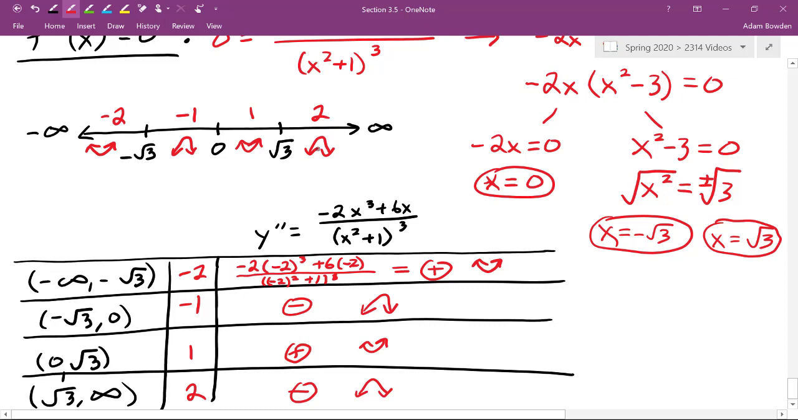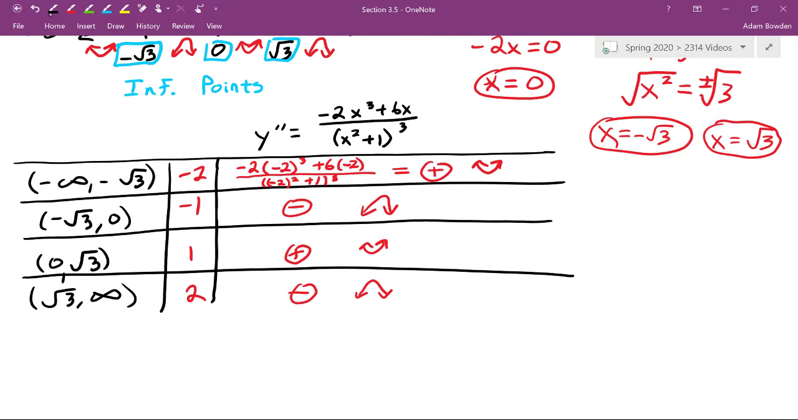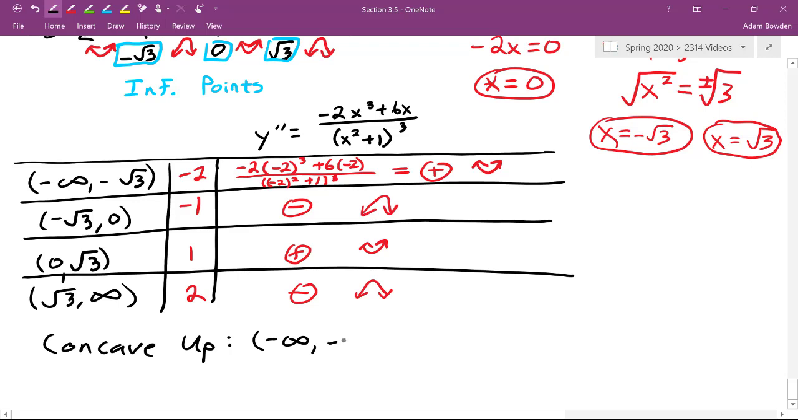Alrighty, so that's what's going to happen here. Plugging in the negative 2, negative 1, 1, and 2: positive, negative, positive, negative. That also tells us that all three of these locations are inflection points. So now we know all this information about the function. We know it's concave up on the interval from negative infinity to negative square root 3 and also 0 to square root 3.